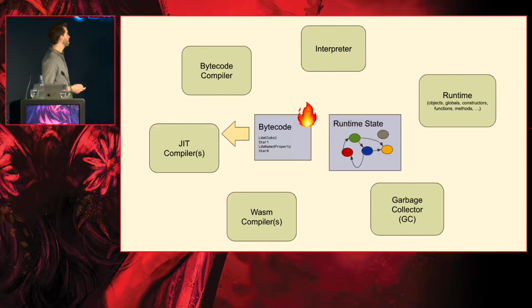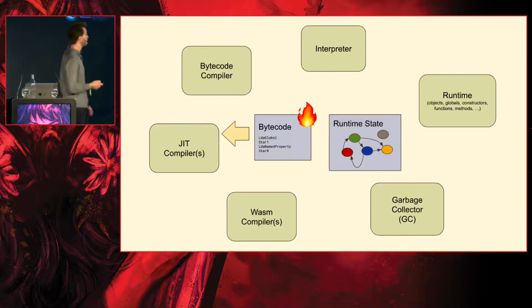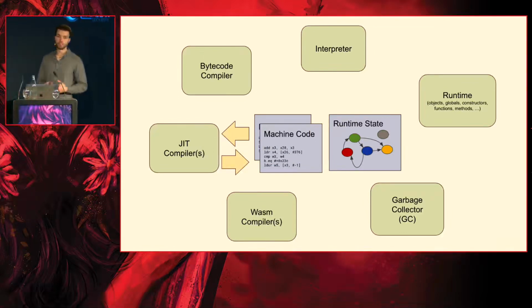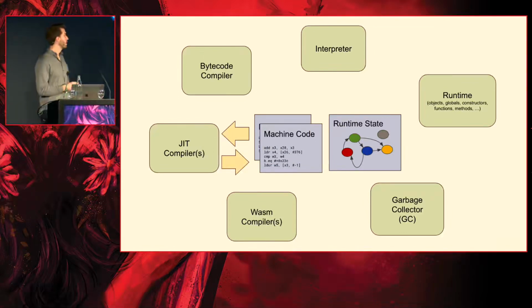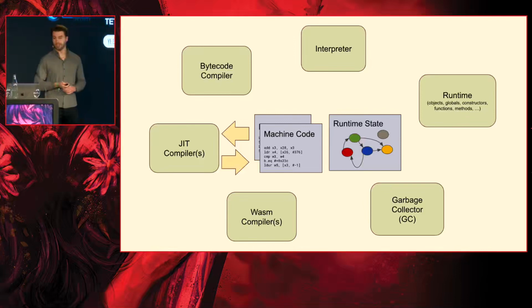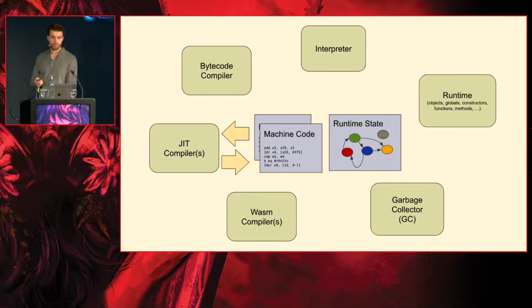It feeds that bytecode into the JIT compiler, which then optimizes the code and produces machine code. And that should hopefully be very fast, and now everything is nice and smooth. But otherwise, it behaves the same as the bytecode, right? It interacts with the runtime, does its thing, in a more performant way.